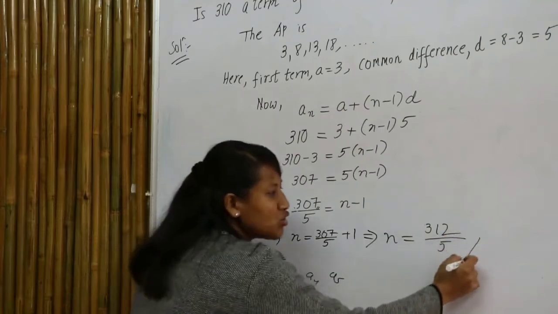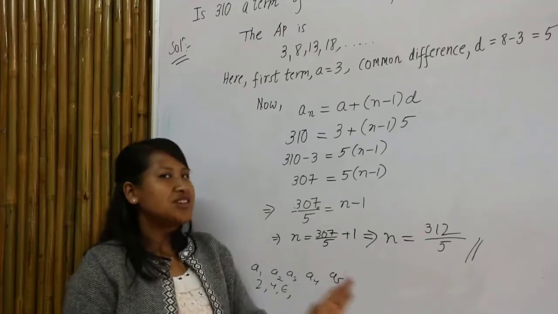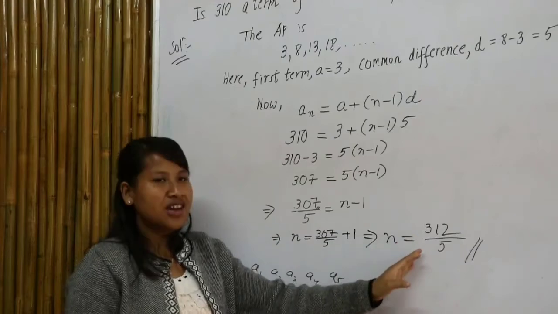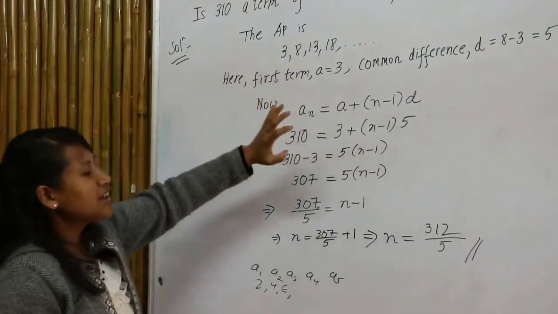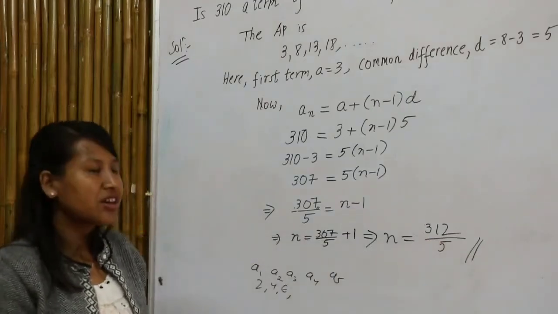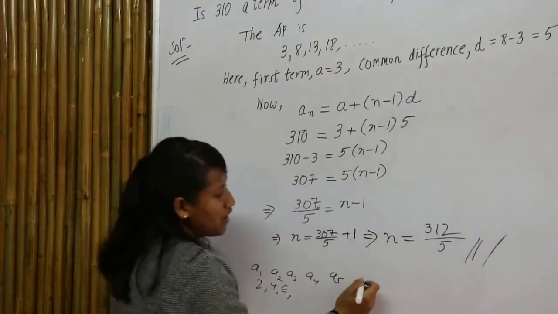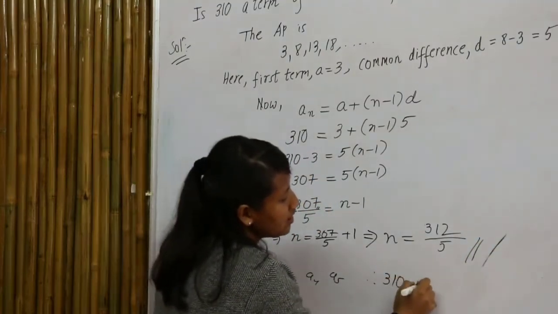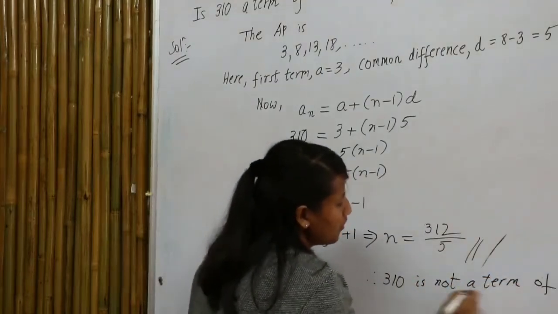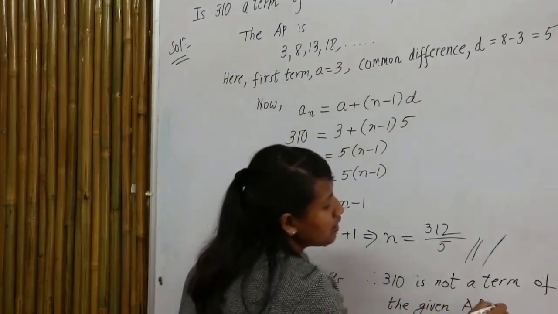So here you should note that you should get what? A natural number. If you get negative, it is not a term. If you get a fraction also, it is not a term. Remember that. So whenever they ask a question like that, you just remember that this shouldn't be negative or a fraction. So after this you write, therefore 310 is not a term of the given AP.